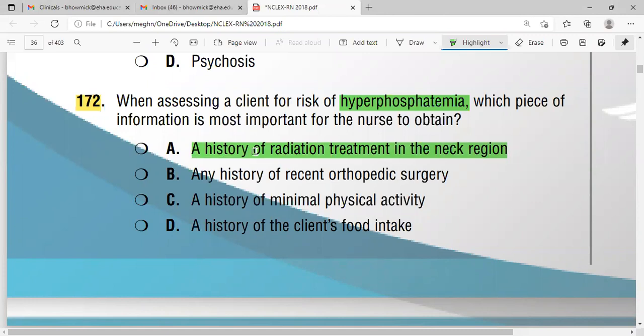Answer A is correct, because radiation to the neck might have damaged the parathyroid glands, which are located in the thyroid gland and interfere with calcium and phosphorus regulation, and the patient develops hyperphosphatemia. Answer B, any history of recent orthopedic surgery, has no significance to this case. Answer C, history of minimal physical activity, and answer D, the history of the client's food intake, are more related to calcium only, not to phosphorus regulation.